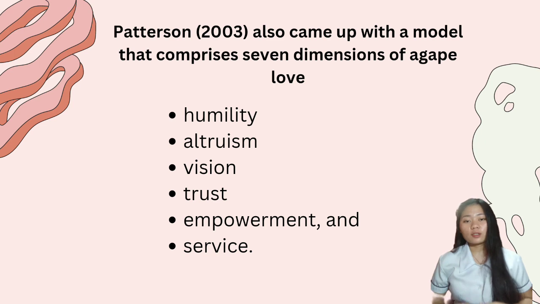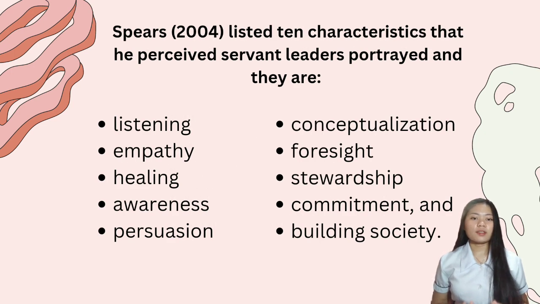That is according to Patterson 2003, who also came up with a model that comprises 7 dimensions of agape. The dimensions mentioned are humility, altruism, vision, trust, empowerment, and service. Those are the 7 dimensions by Patterson. Spears also listed 10 characteristics that he perceived servant leaders portray: listening, empathy, healing, awareness, persuasion, conceptualization, foresight, stewardship, commitment, and building community. Those are all part of being a leader.